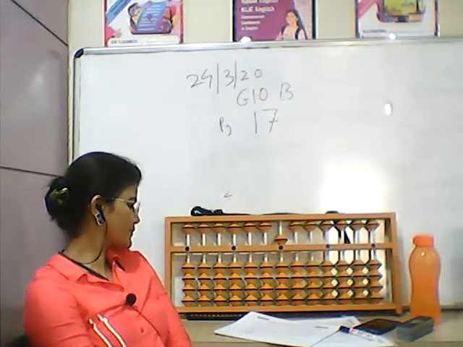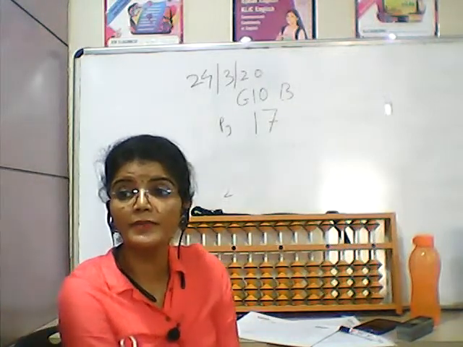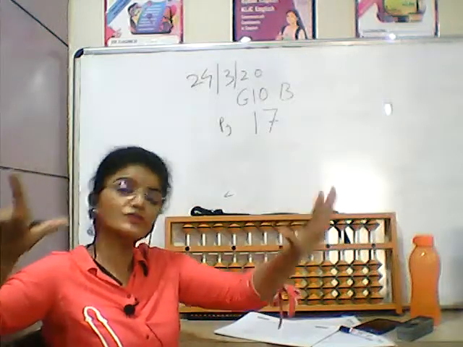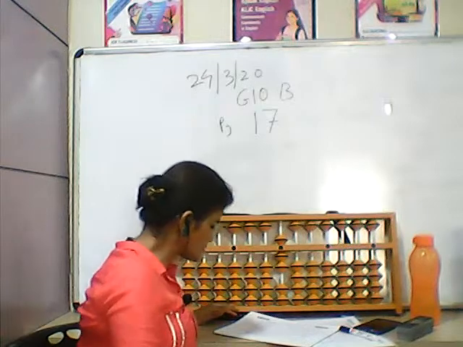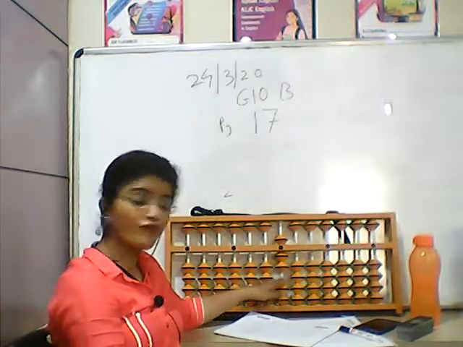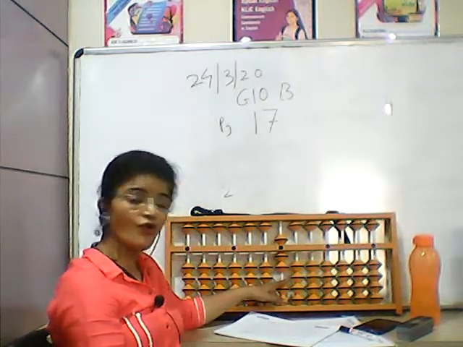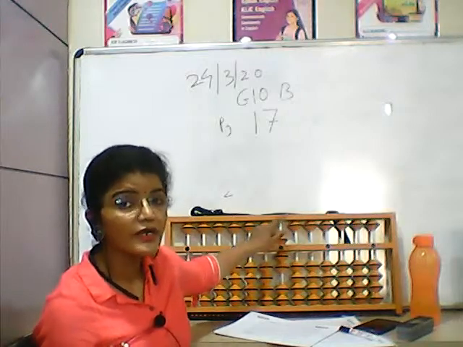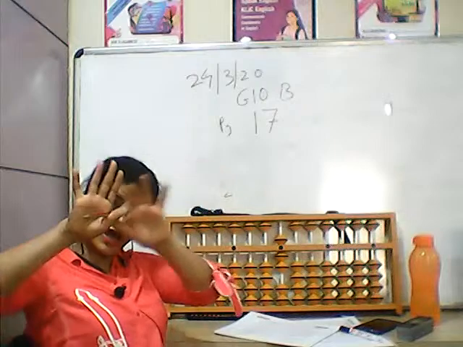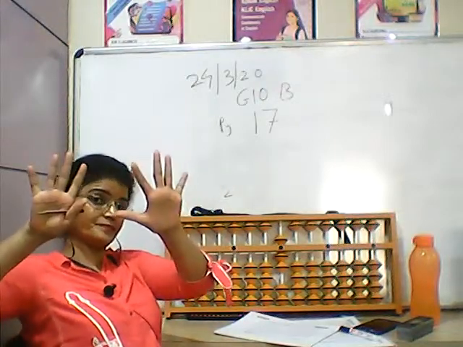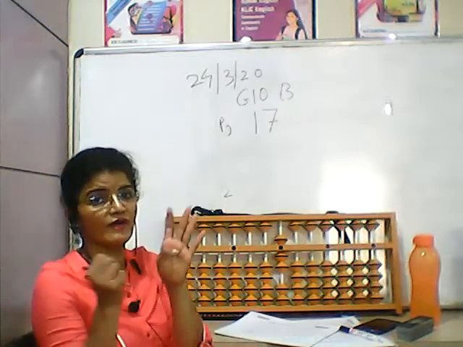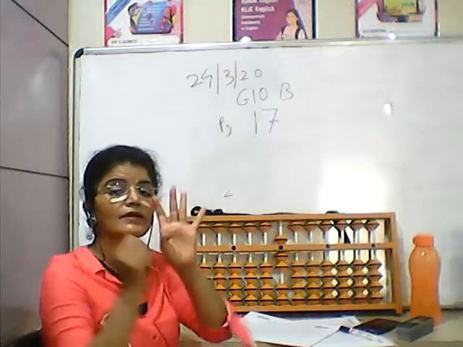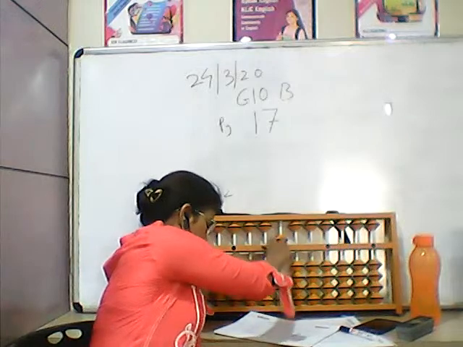Sum number 9. Short zoom. 9. 7. 5 and 2. Close action. 4. Can you do 4? No. Can you take the help of small friend 5? No, it is already used. Can you take the help of big friend 10? Yes. Which number you want to add? 4. 4 ka friend minus 6. Minus 6 plus 10.